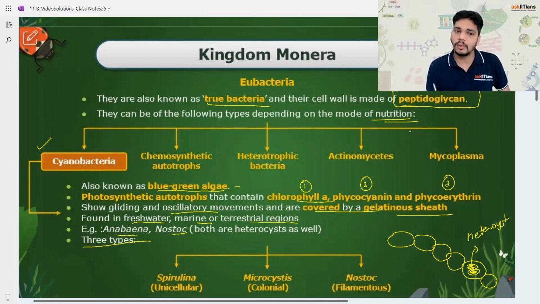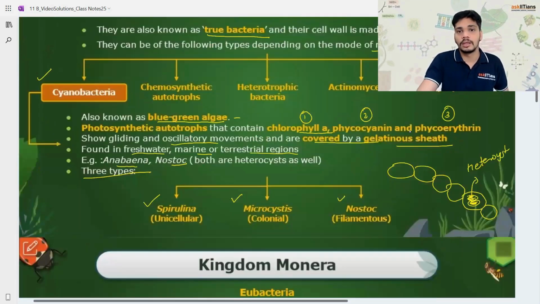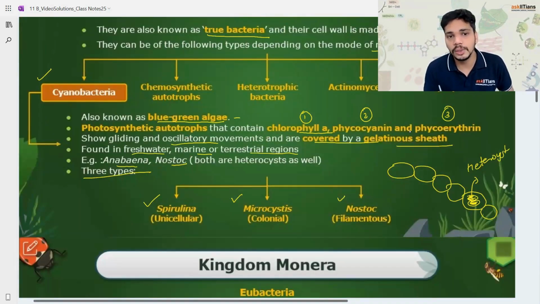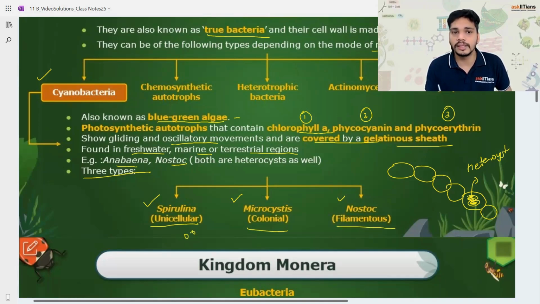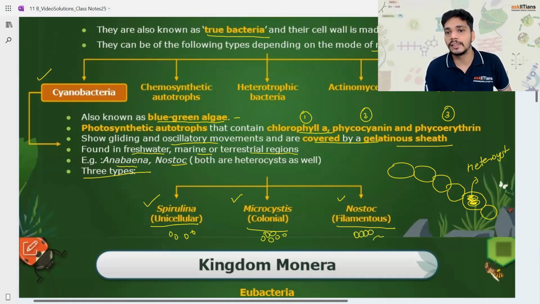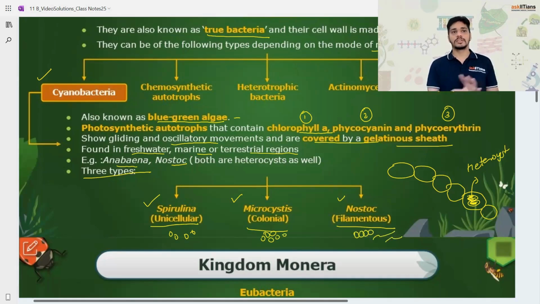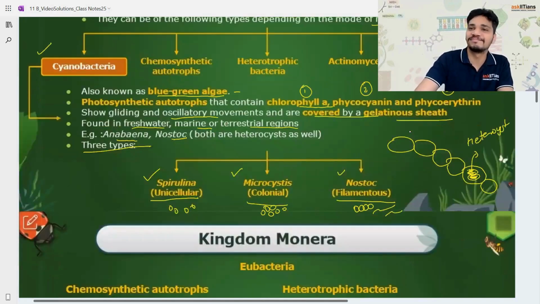Three types are found, like Spirulina, Microcystis, and Nostoc. So what is that? Let's see. Spirulina is unicellular, Microcystis is colonial, and Nostoc is filamentous. Unicellular means they are found like this. Microcystis colonial means they are found in a colony, and filamentous means it's formed in filaments like that. Okay, so this is all about the cyanobacteria.